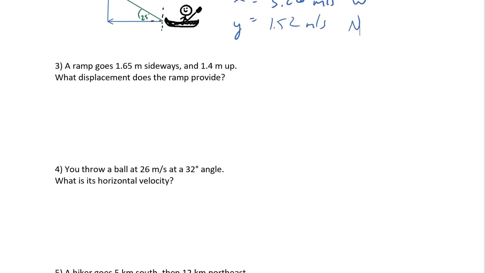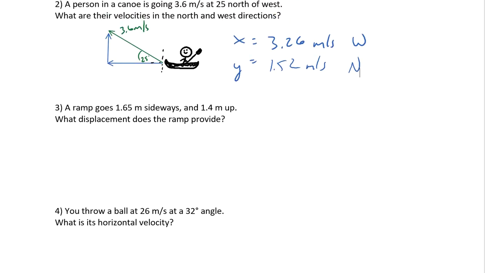Okay, so let's try something else here. All right. A ramp goes 1.65 meters sideways and 1.4 meters up. What displacement does the ramp provide? Okay, so it says the ramp goes 1.65 meters sideways and then 1.4 meters up, and we want the displacement. Of course, displacement would be from beginning to end, something like this.